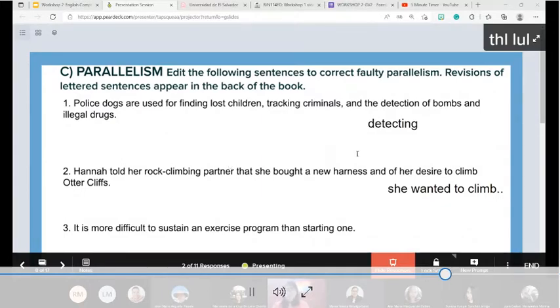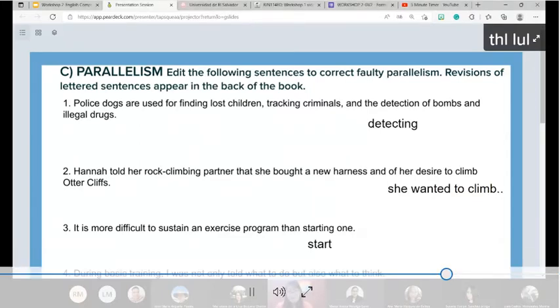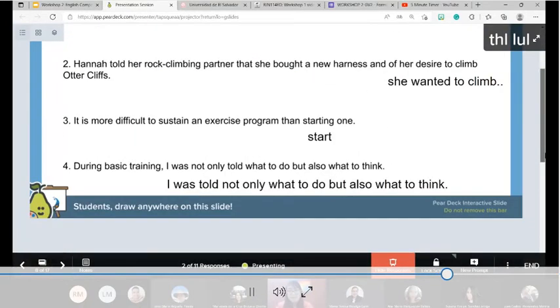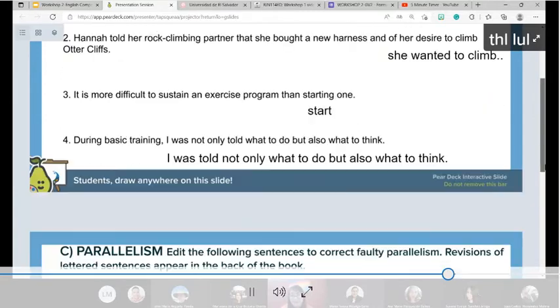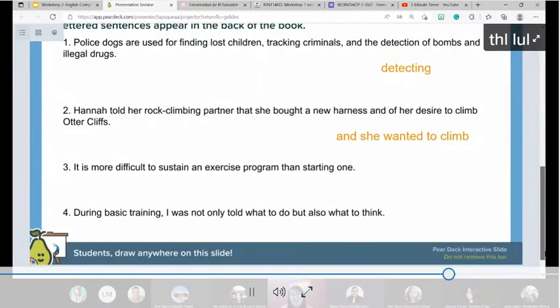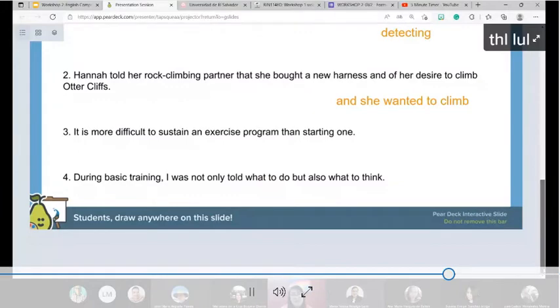I was told not only what to do, but also what to think. That way? I was told not only what to do, but also what to think. That was the right form? She wanted to climb. Good.